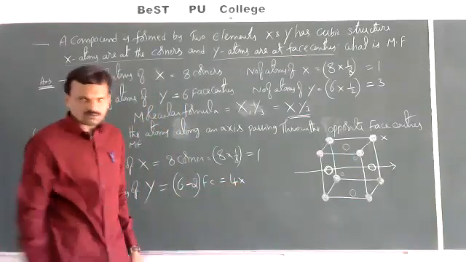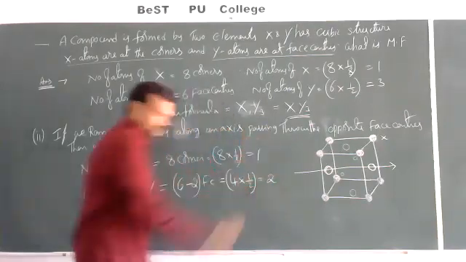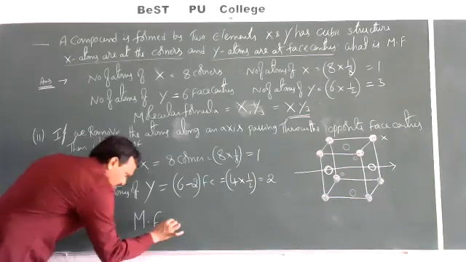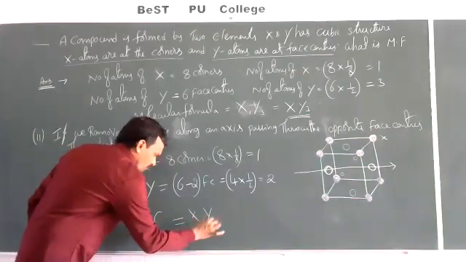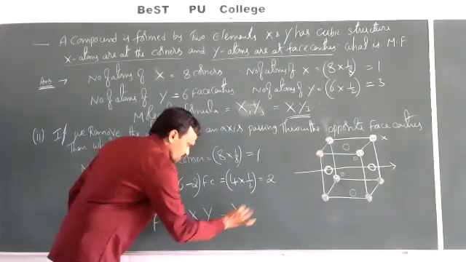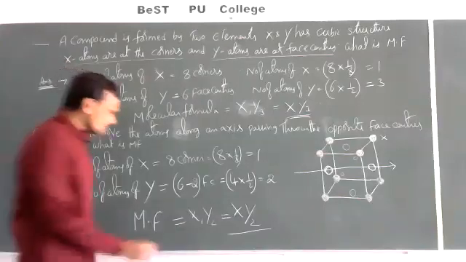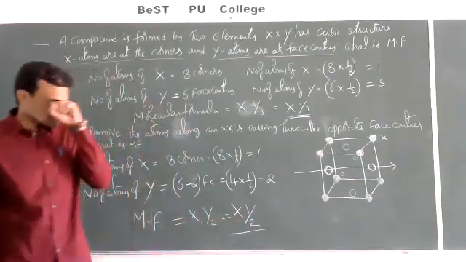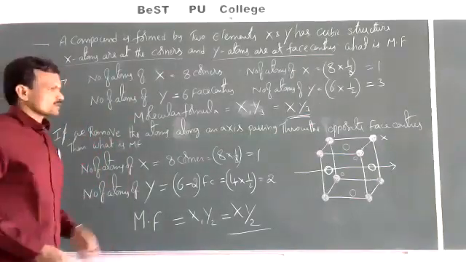And what is the contribution of a face center? 1 by 2, so the number of atoms of Y is 2. Therefore, the molecular formula of the compound is X1 Y2, which is equal to XY2. This is the molecular formula of the compound, XY2. So this is one example here.